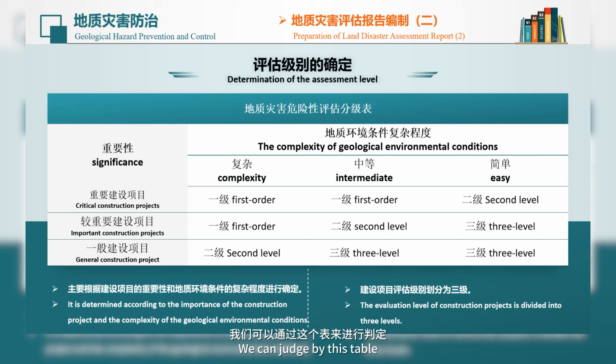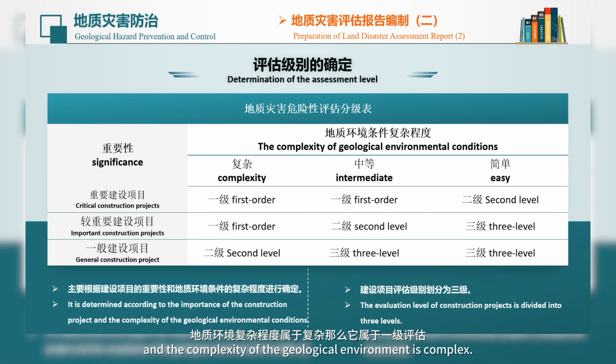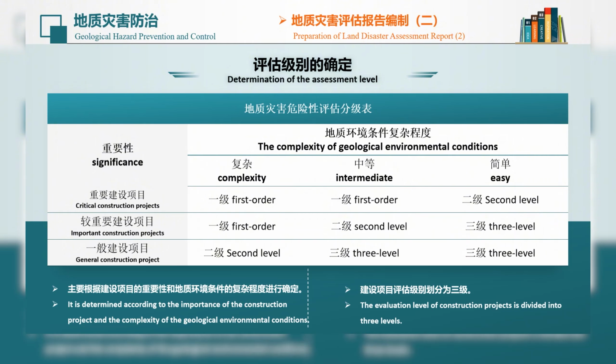We can judge by this table. For example, the importance of a project is classified as a critical construction project, and the complexity of the geological environment is complex. If the geological environment is of medium complexity, it is still a level I assessment. But if its geological complexity is on the simple scale, then our project should be a secondary assessment.